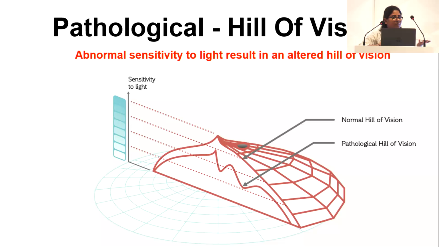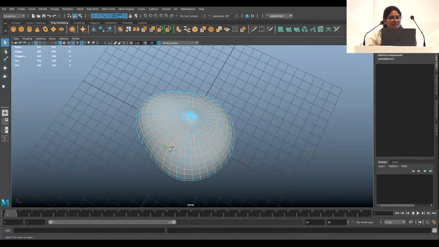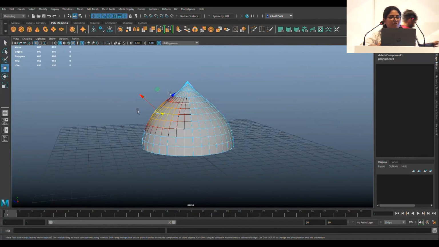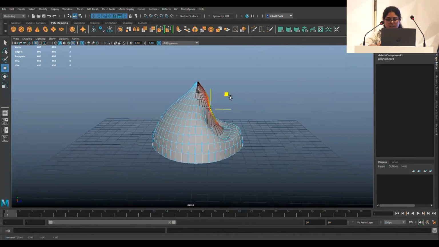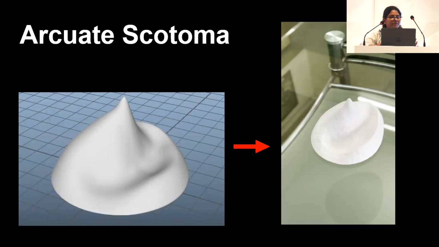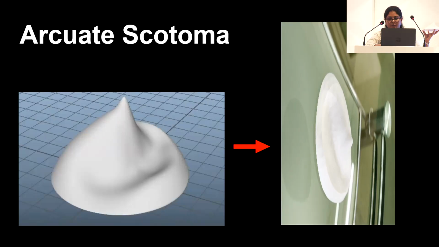Similarly, we made a pathological hill of vision as well, which shows the altered light sensitivity in an altered hill of vision. From a normal hill of vision, we created scotomas and visual field defects, and this is how an arcuate scotoma looks. We have a defect which shows the scotoma here, and this is a real-time video of what we have created. This is representing the superior arcuate scotoma.